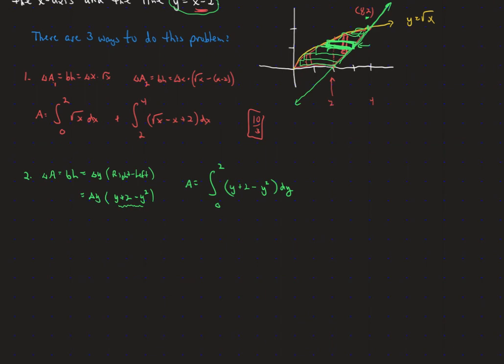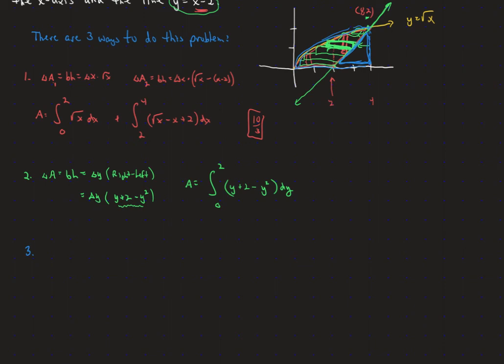Now, the third method is really kind of creative. This is really an outside the box kind of thing. But the idea is if you look at this, you can see that we can find the area we're looking at if we take the area between the square root of x curve and the x-axis and then just subtract off that triangle, just using geometry for the triangle, not the calculus.